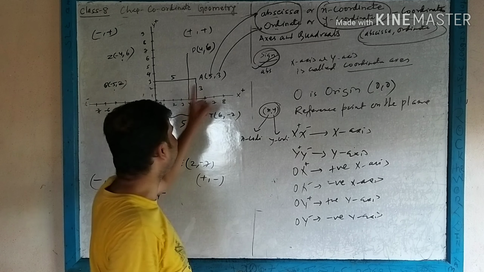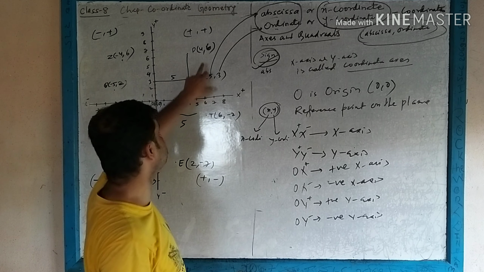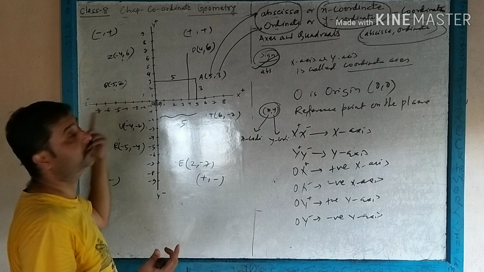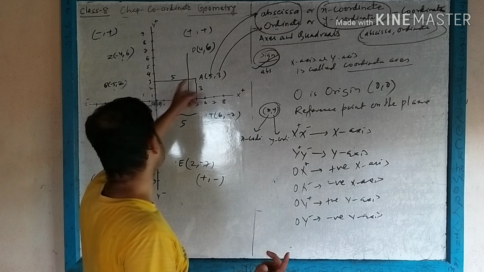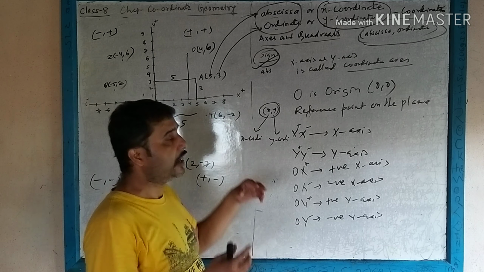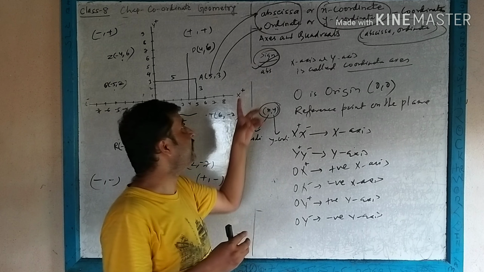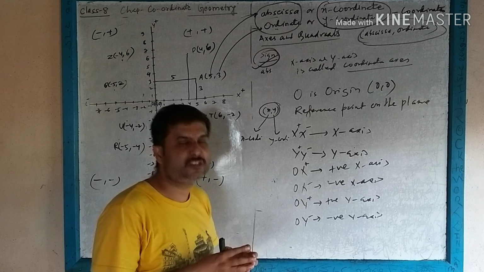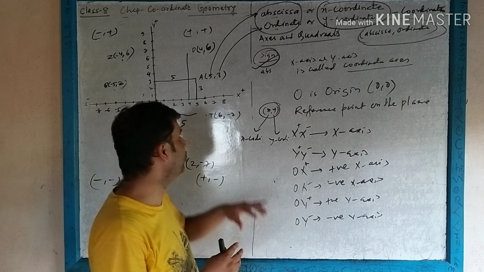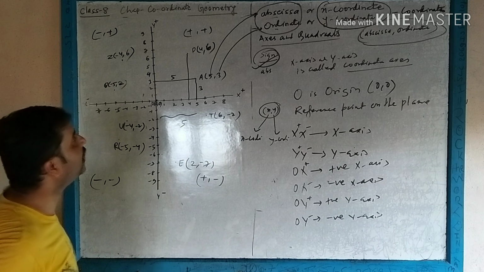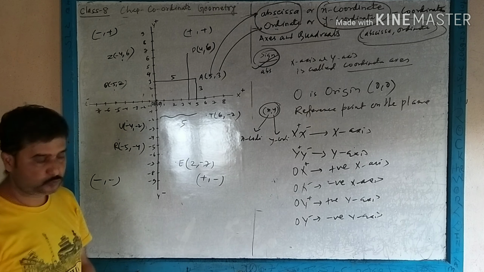Coordinates of the point A. Coordinates of the point T. Coordinates of the point P. Where does it lie? This is a reference point. So these are the coordinates of the point on the plane. That is, the combination of abscissa and ordinate is called coordinates, or you can say the combination of x coordinate and y coordinate is called coordinates of the point. Let's go further.